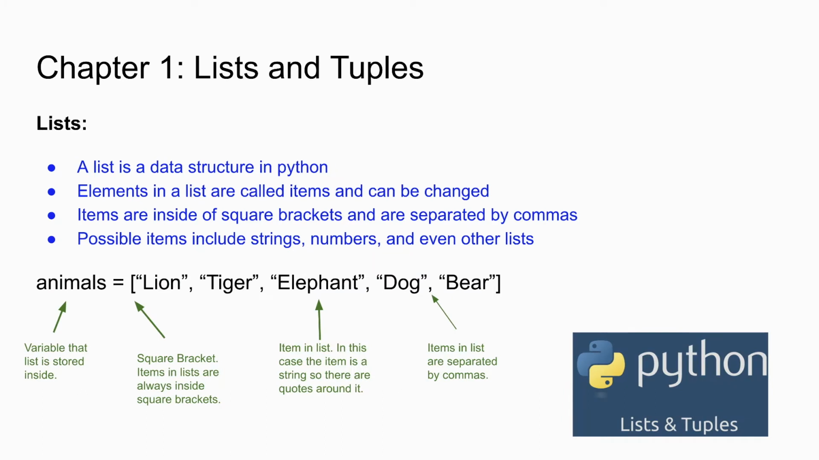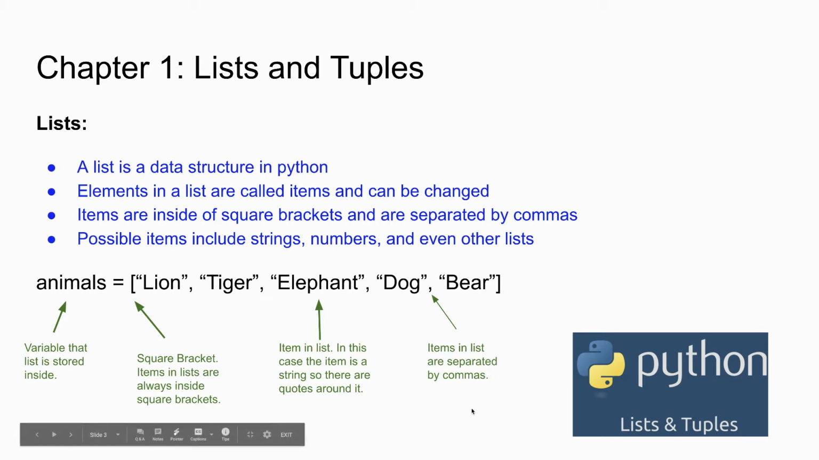Chapter 1. Lists and Tuples. Lists. A list is a data structure in Python. Elements in a list are what we call items, and they can be changed anytime you want. Items are located inside of square brackets and are separated by commas. Some possible items a list can have include strings, numbers, and even other lists.